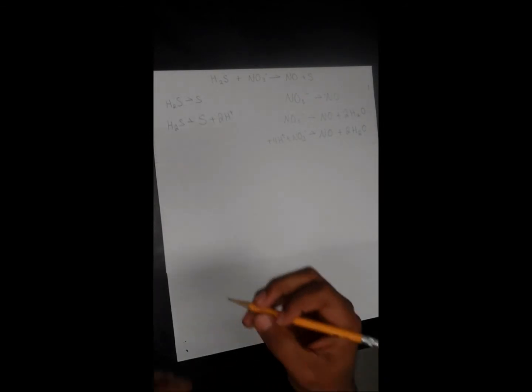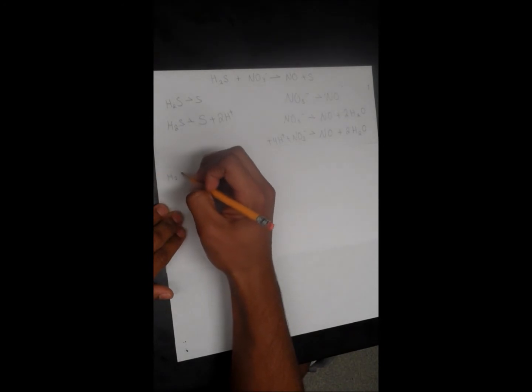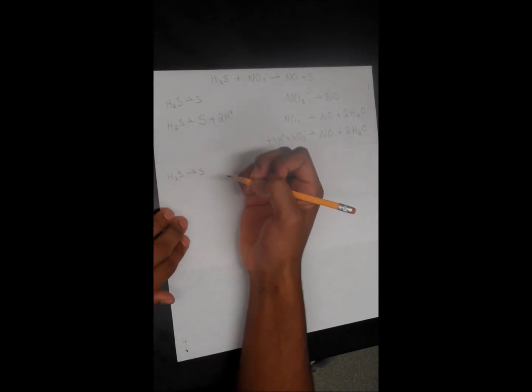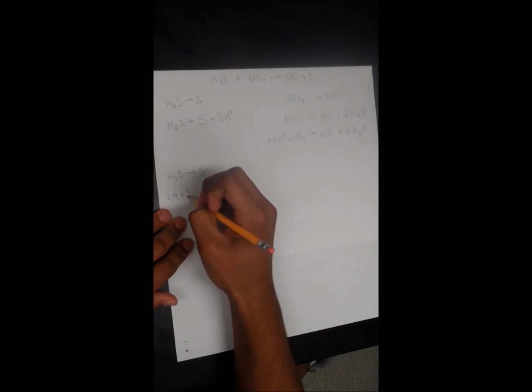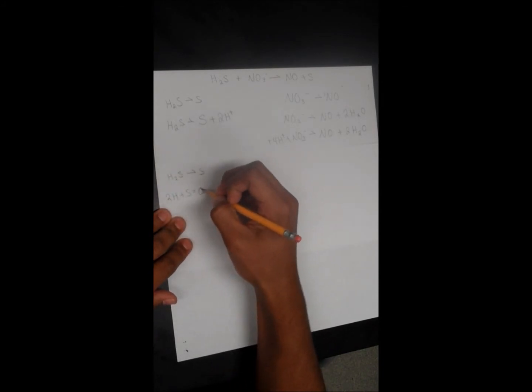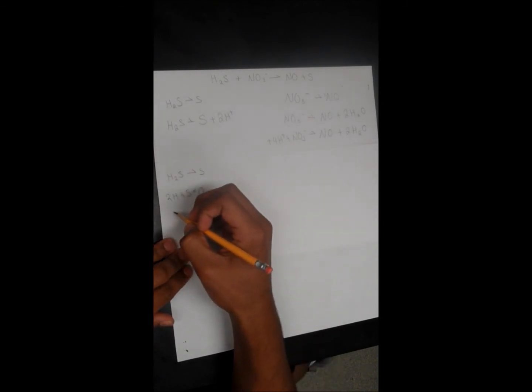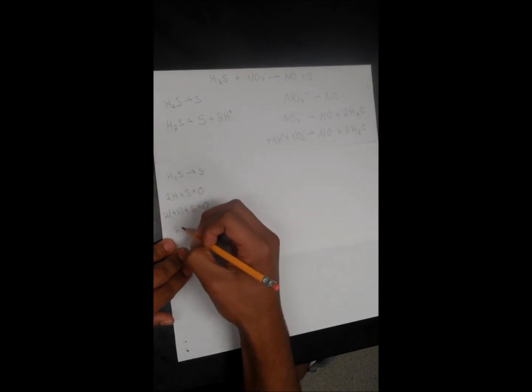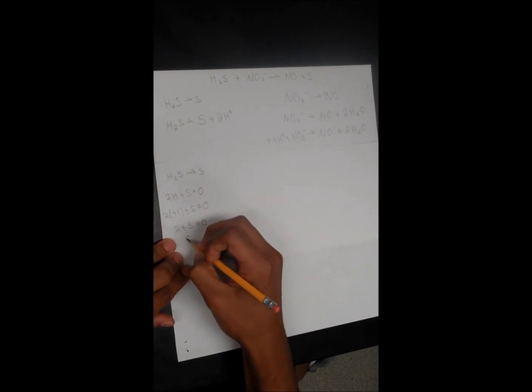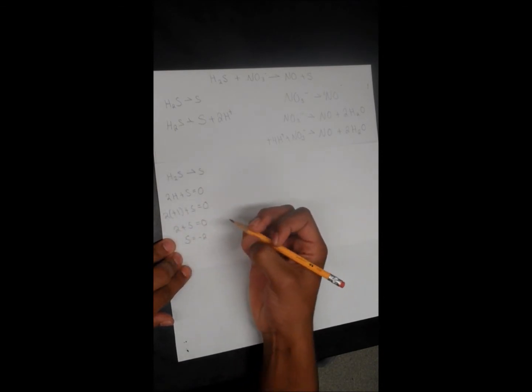Next, for each half reaction, balance the charge by adding electrons. The electrons are added to the more positive side. In our first half reaction, we have H2S yields S. So that means we have 2 hydrogens plus 1 sulfur, and there's no charge. Hydrogen always has a plus 1 charge. So we have 2 plus S equals 0, S equals -2.